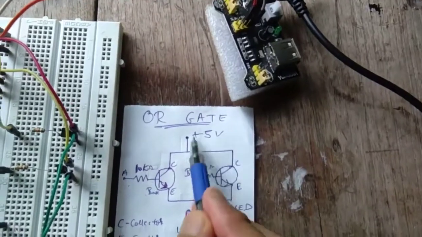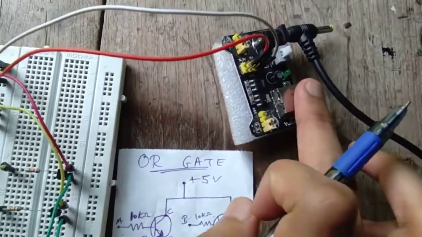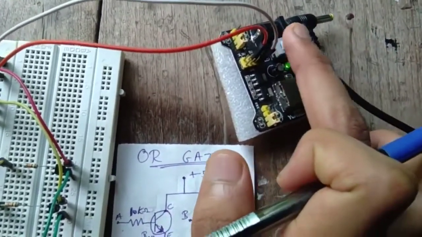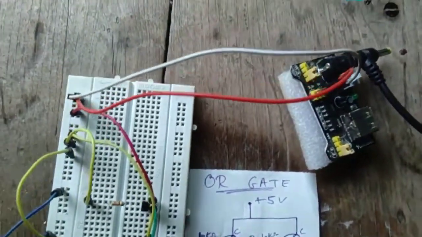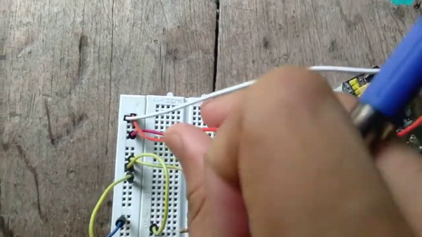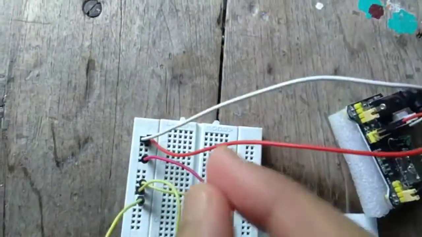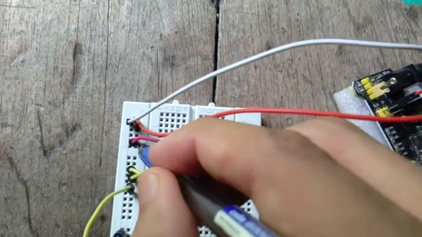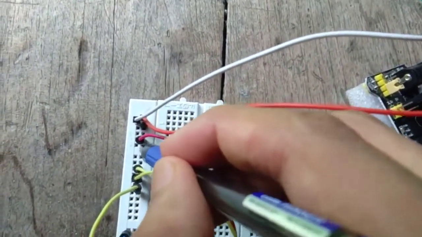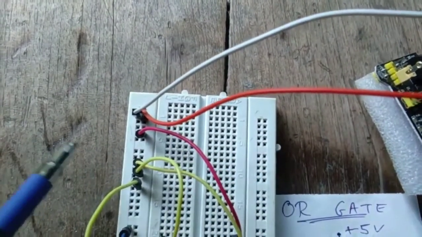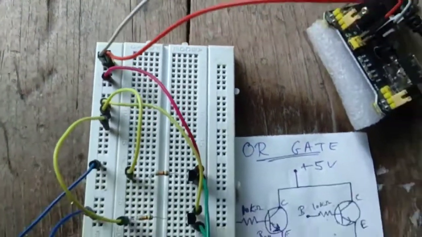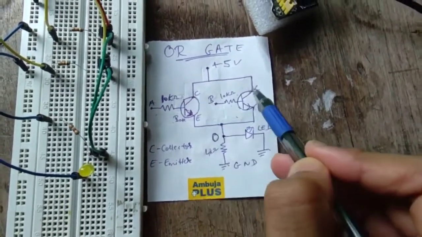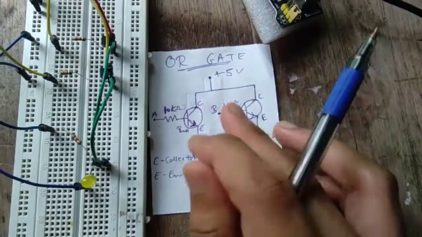This is my 5 volt supply which I have taken through this power board, which when I turn on gives a 5 volt supply, and when I turn off, there is no supply. This red wire is the plus 5 volt supply, and this white wire is the ground. The line on the right is the plus 5 volt supply, and the one on the left is the ground. In this circuit, the 5 volt supply goes to the collector terminals of both the transistors.